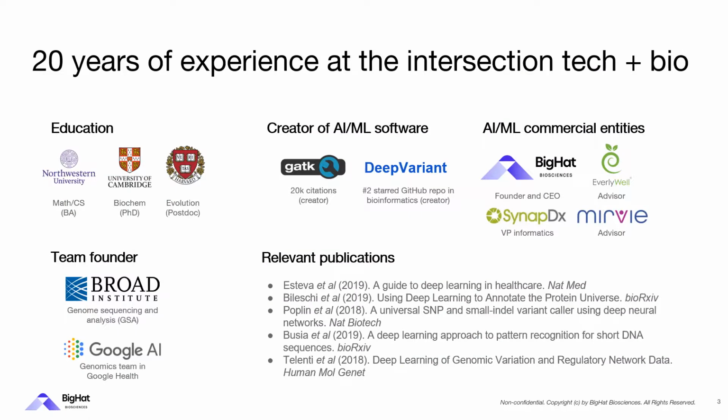I have over 20 years of experience applying AI/ML techniques in the life sciences. I have a background in computer science and math, as well as experimental biochemistry. I've used these types of techniques in a variety of widely used software packages that I've written, and have used them at both diagnostic and therapeutic companies that I've been involved with. I was the founding team member of the genome sequencing analysis group at the Broad Institute, as well as the genomics team in Google Health at Google's AI division. And I've written a number of publications in this field in the last few years.